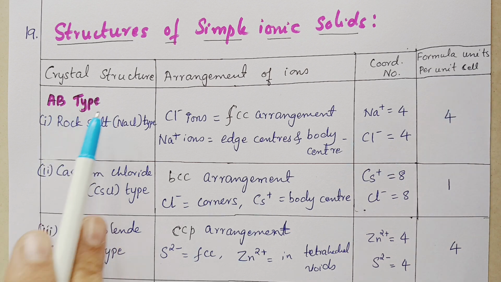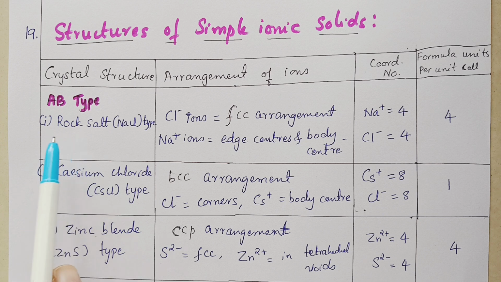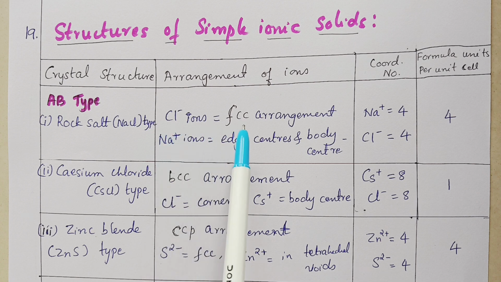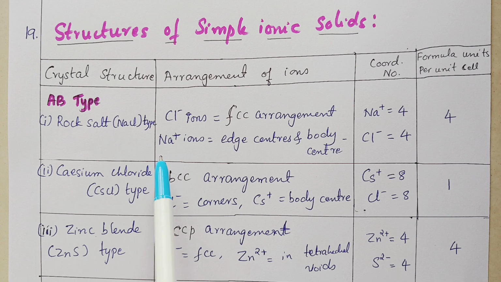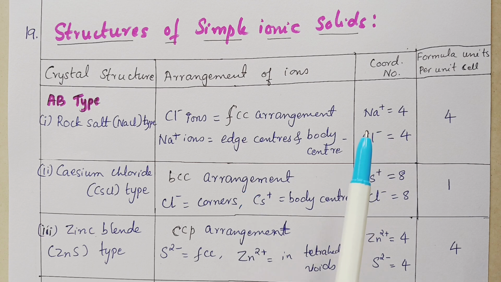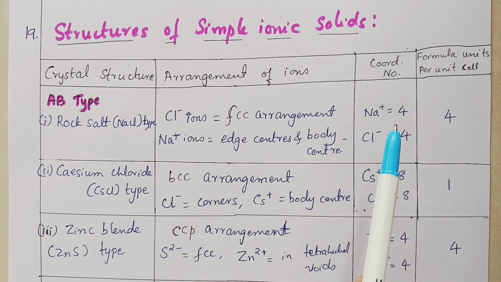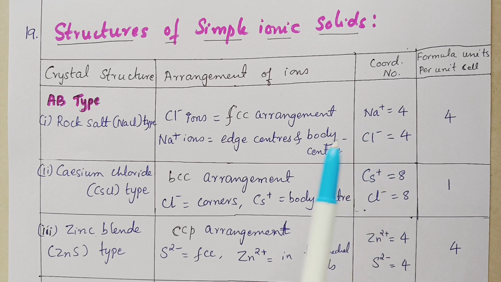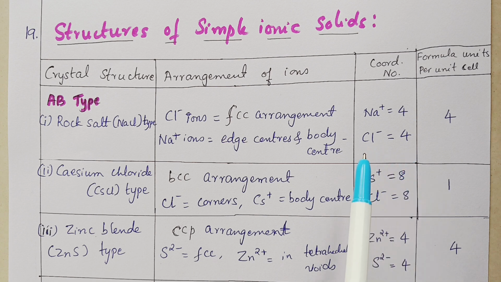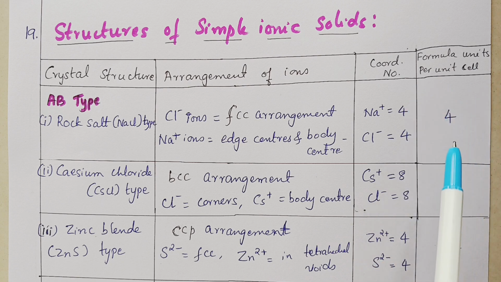So the first type is AB type of crystal. Example is rock salt, NaCl type. Here chloride ions are arranged in an FCC fashion, face-centered cubic fashion, and the cation sodium ions are present at the edge centers and body centers. The coordination number of sodium ion here is 4, which means 4 chloride ions are present around one sodium ion, and the coordination number of chloride is also found to be 4, which means each chloride is surrounded by 4 sodium ions. Formula units per unit cell would be 4.